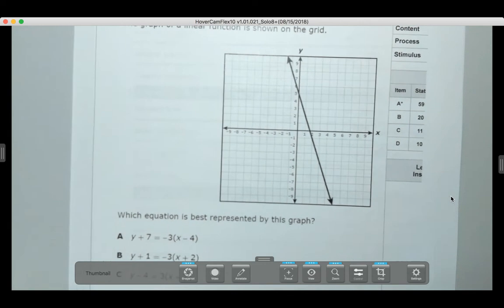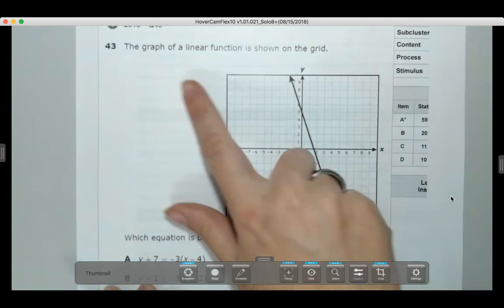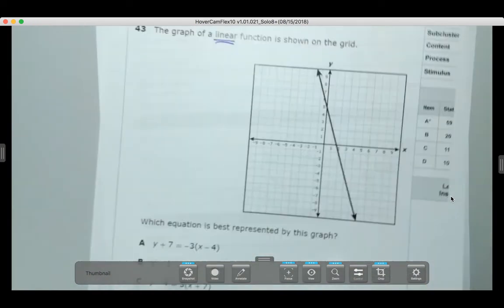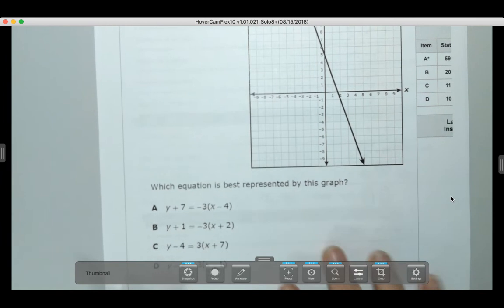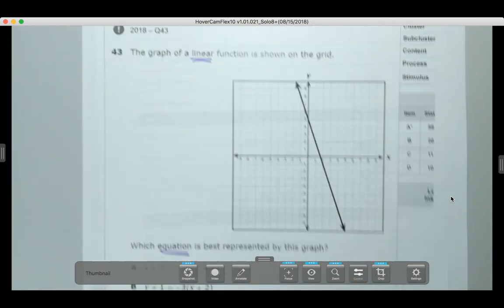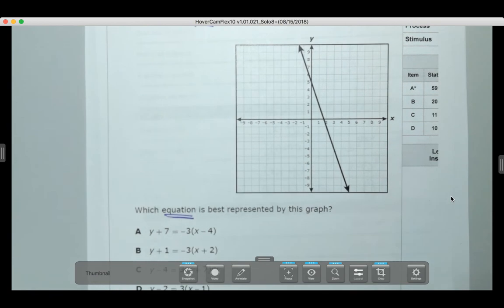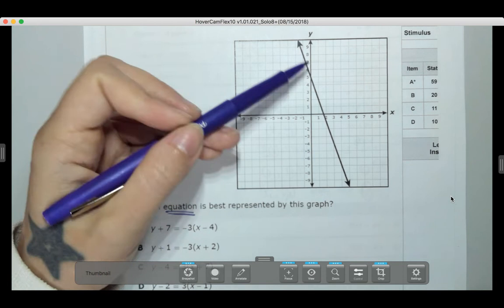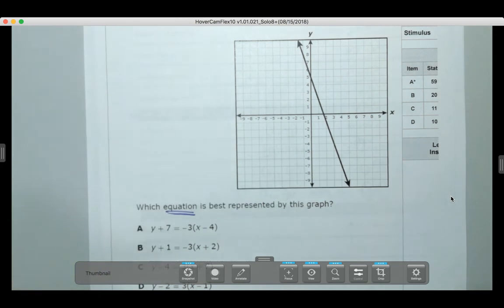So I have a graph here. It says the graph of a linear function is shown on the grid. As soon as I see the word linear, my mind is going right over here to linear equations. And it says which equation is best represented by this graph. There's more than one way to find the equation of a linear function when it's represented graphically. I'm going to show you guys my favorite way.